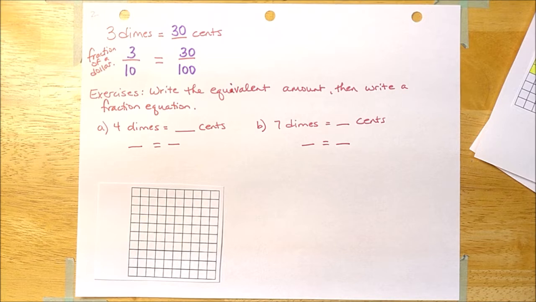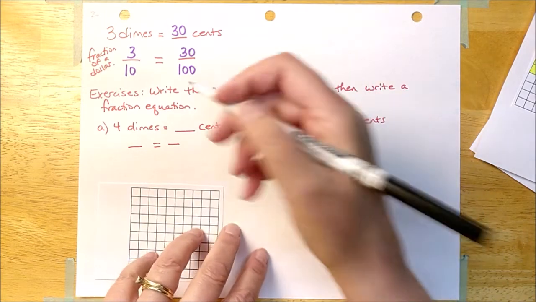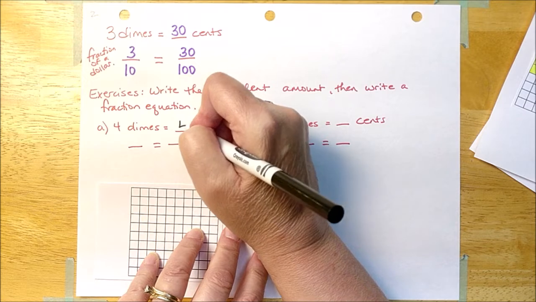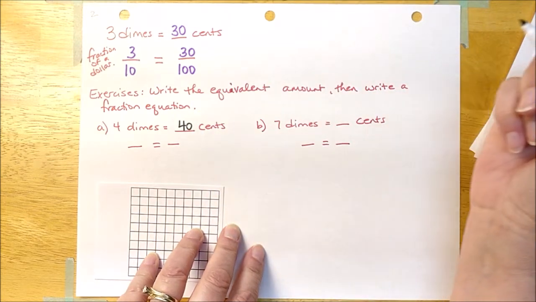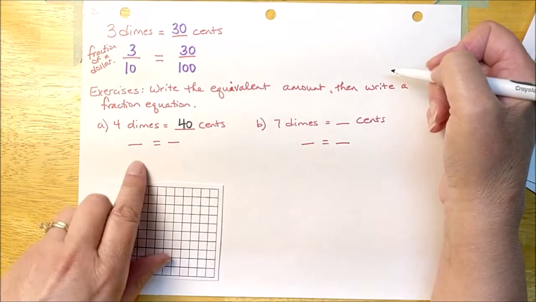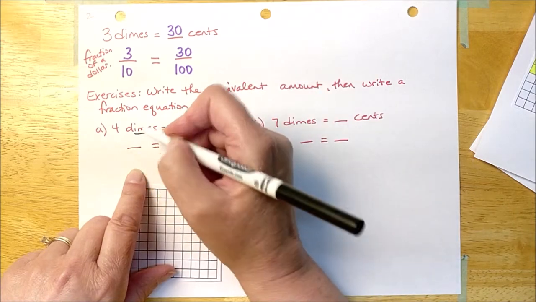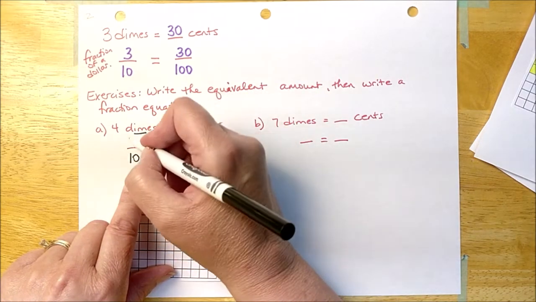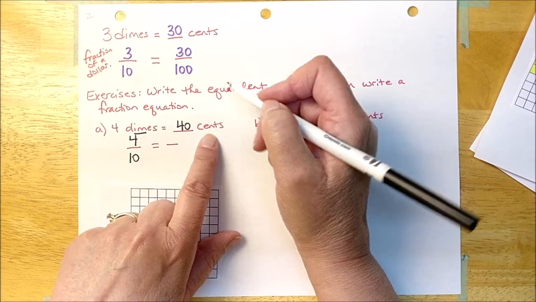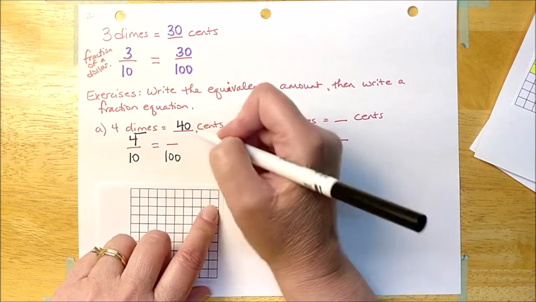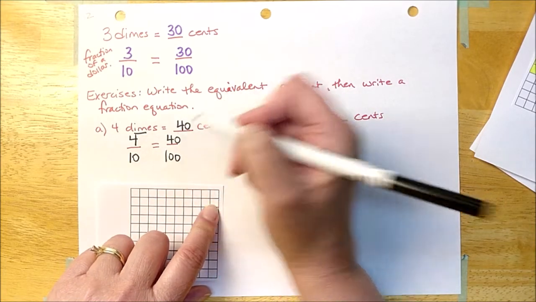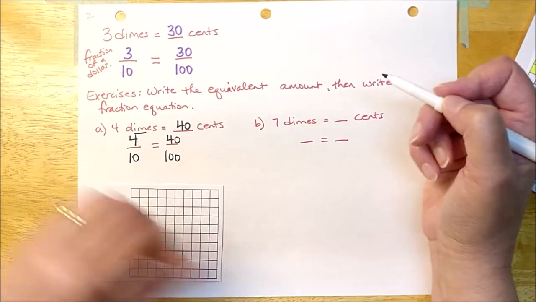Okay, we're back. So 4 dimes is how many cents? You're right, it's 40 cents. So if we have to write this now as an equivalent fraction, dimes, we're dividing into tens, and we have 4 of them. Cents means we're dividing it into 100, and we have 40 of them.